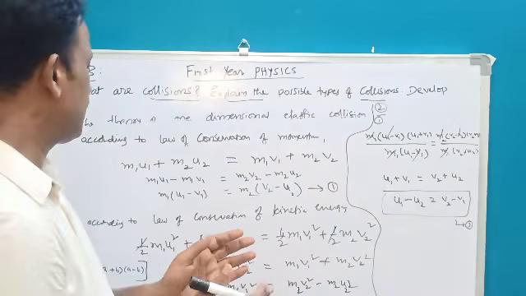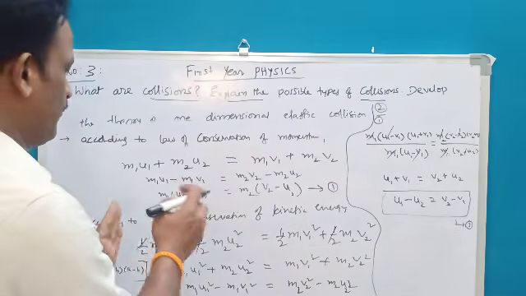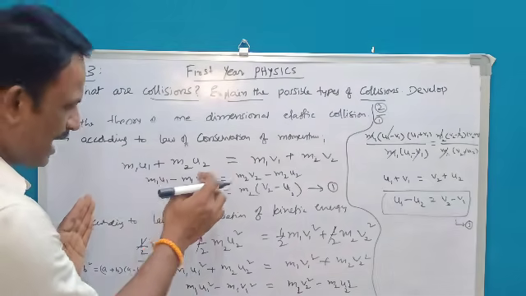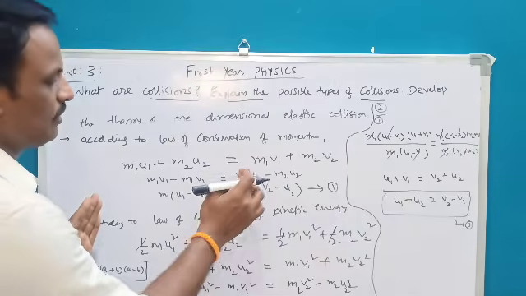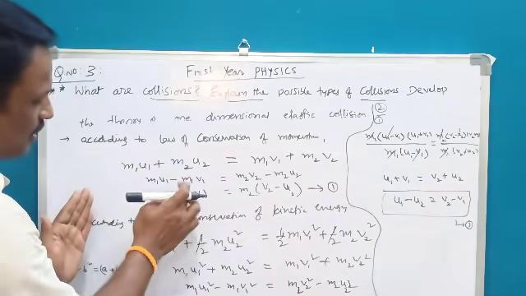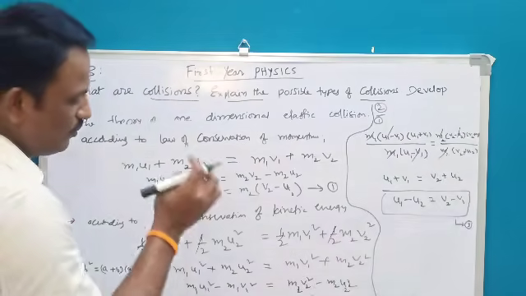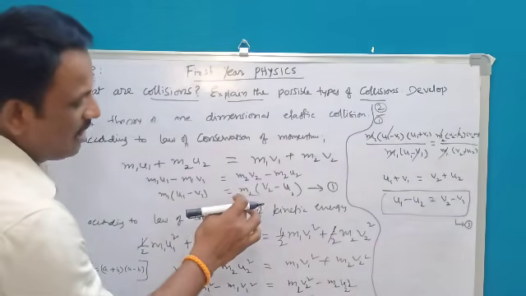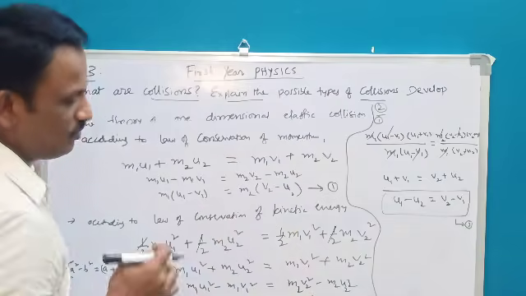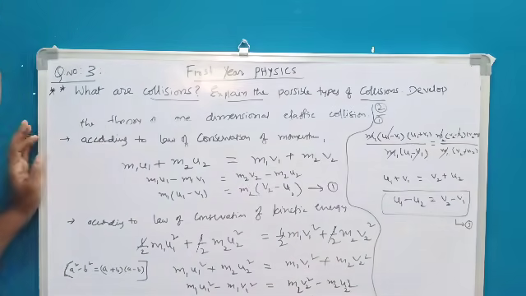What I am doing here is bringing one term to one side, two terms to the other side. That means m1 u1 minus m1 v1 is equal to m2 v2 minus m2 u2. I am taking out the common term. In these two, the common term is m1, so I am keeping it out and writing u1 minus v1. Here also the common term is m2, and v2 minus u2. Now I am labeling it as equation number 1.